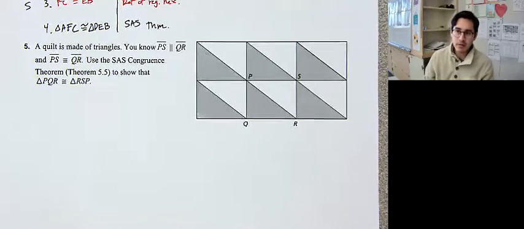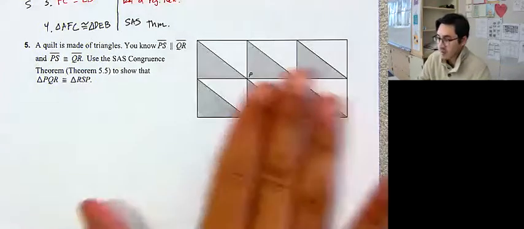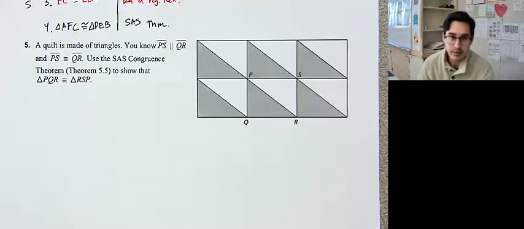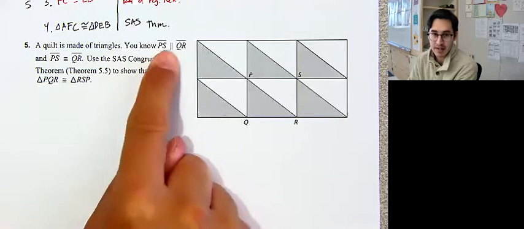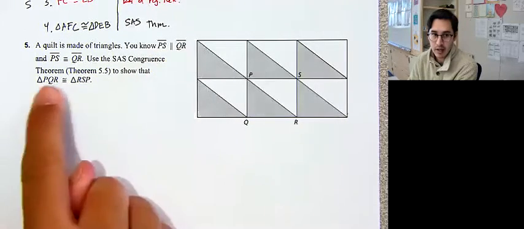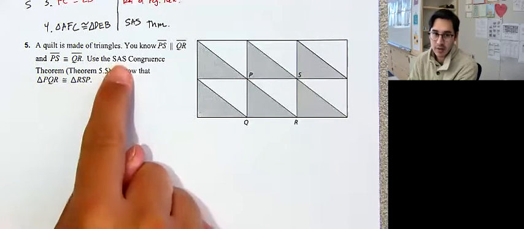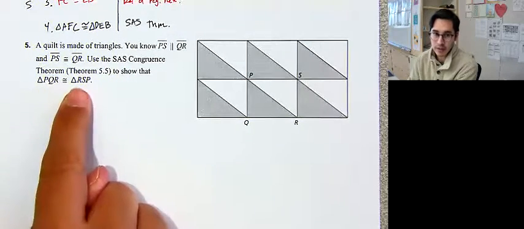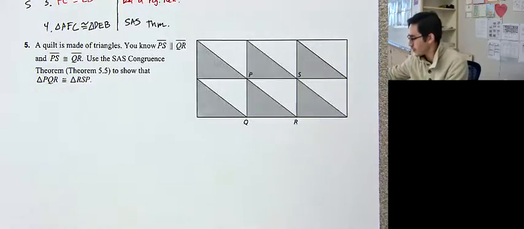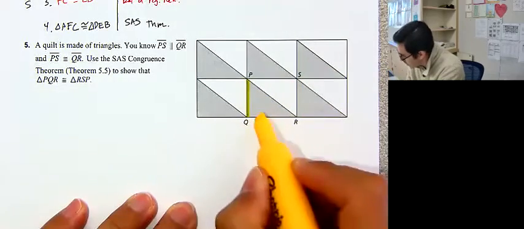All right, welcome to the last video for chapter 5.3, which is our lesson on the side-angle-side theorem. So we have this quilt pattern here that's made up of triangles. We know that the segment PS is parallel to the segment QR, and also that PS is congruent to the segment QR. We want to use the side-angle-side congruence theorem to show that triangle PQR is congruent to triangle RSP.